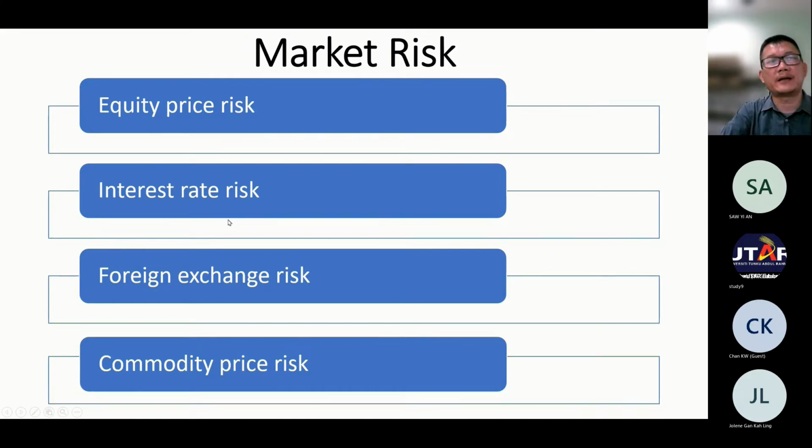And nowadays banks are getting much more involved in international trading business. They are holding a lot of foreign exchange.